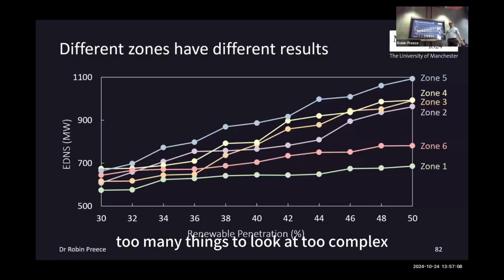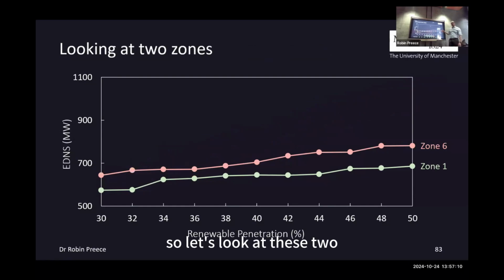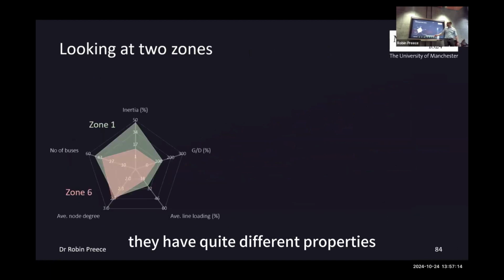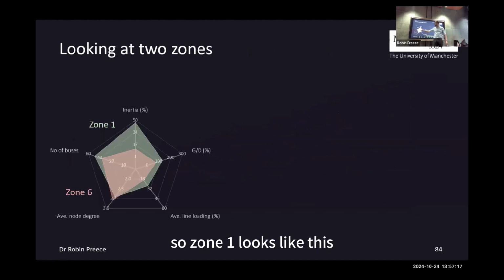There are too many things to look at, too complex. So let's just look at these two, okay? Just zone 6 and zone 1. These are two different zones. They have quite different properties. So zone 1 looks like this, zone 6 looks like this.